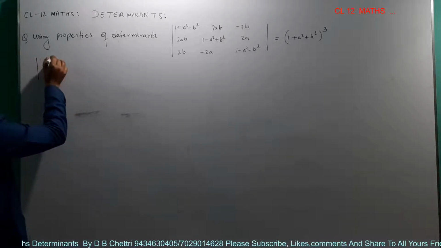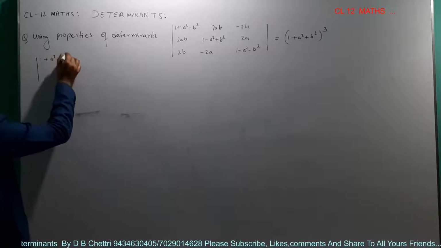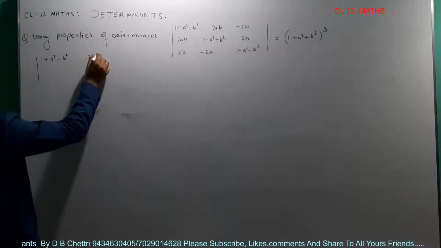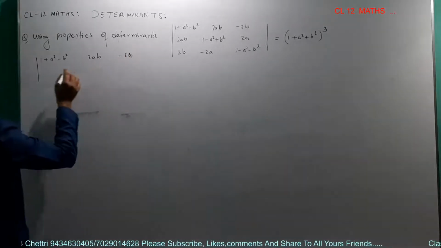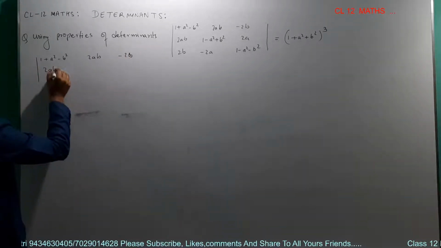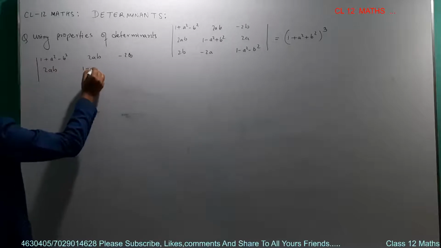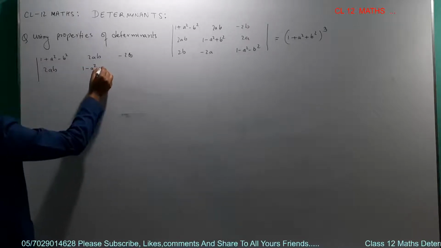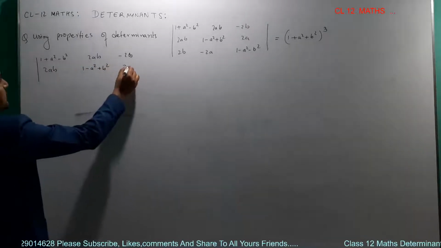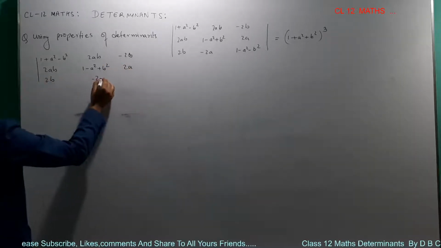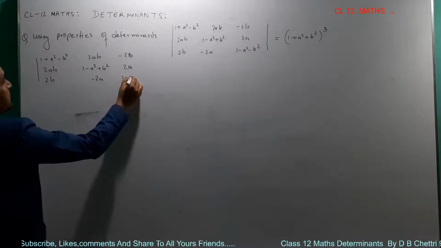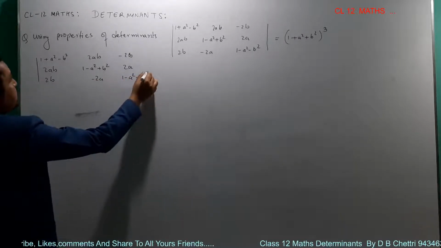1 plus a square minus b square, then 2ab, minus 2b; then 2ab, 1 minus a square plus b square, 2a; then 2b, minus 2a, 1 minus a square minus b square.